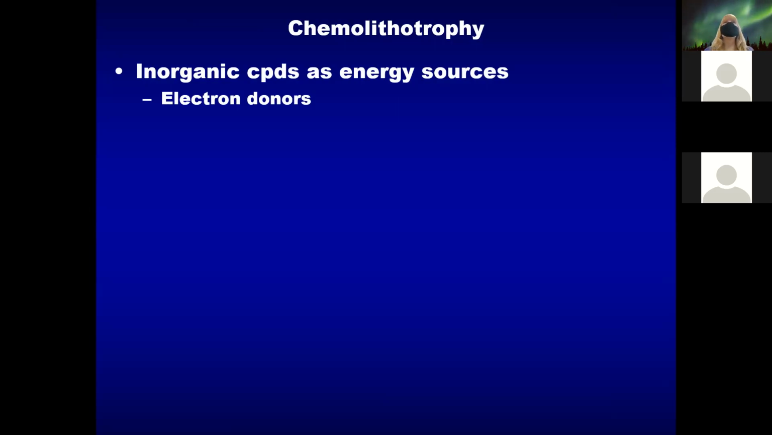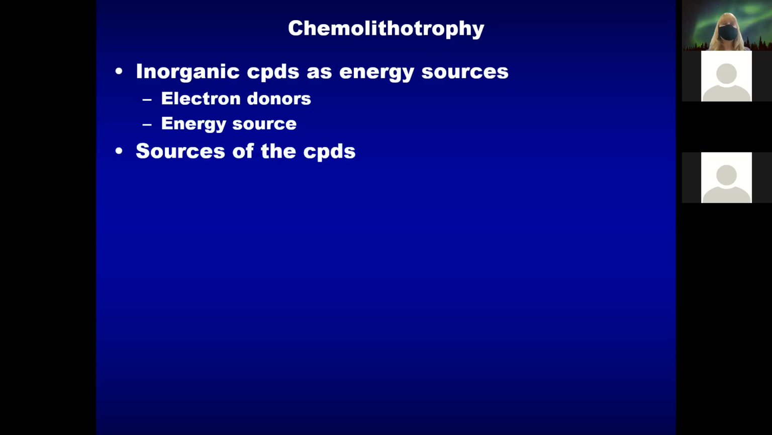So when we say energy source, we're thinking about an electron donor, the idea that you run these inorganic compounds and you get some ATP from that, okay? So what are the microbes doing? How do they do this? Where are they getting the inorganic compounds from?